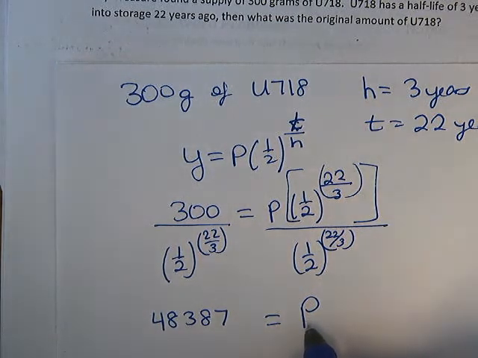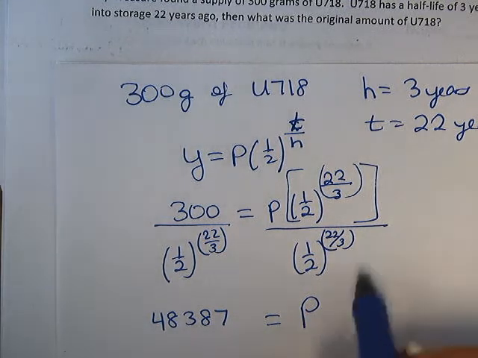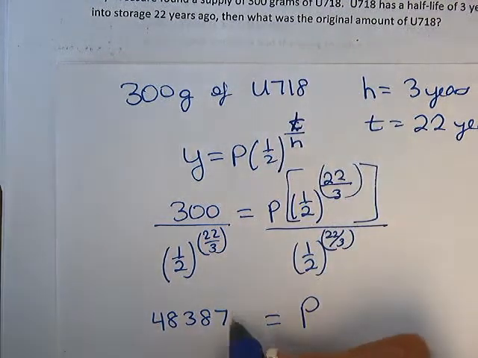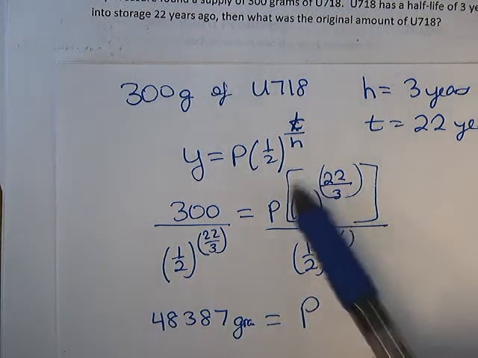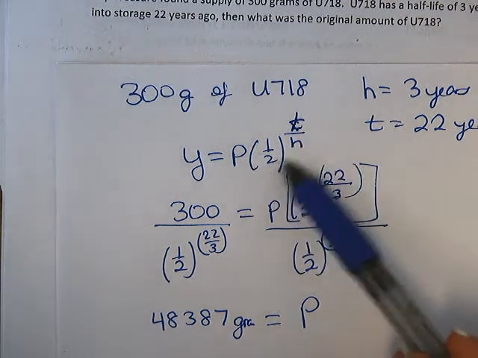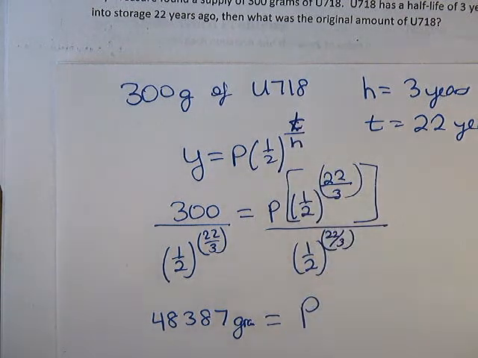I need to figure out my units. Since this is the original amount, I need to look at what units my amount is in. And it said grams, so this should be in grams. So when I solved this problem, I ended up dividing both sides by 1/2 raised to that term.